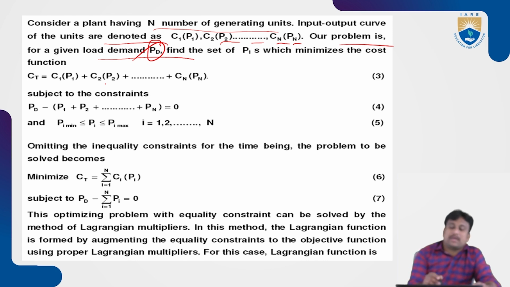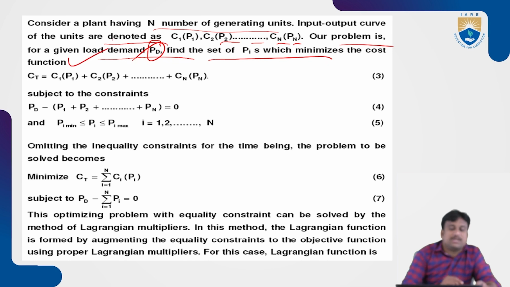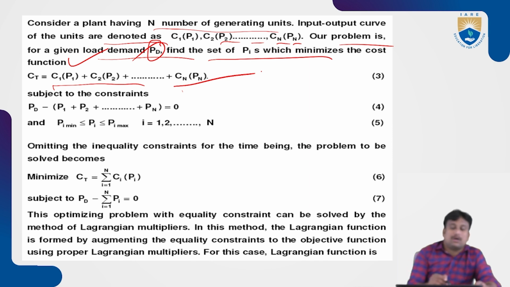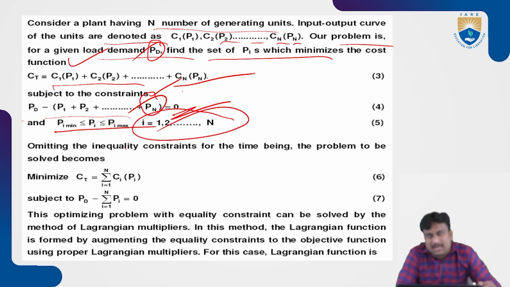we need to calculate the set of Pi which minimizes the cost function CT, that is C1 of P1 plus C2 of P2 and so on up to Cn of Pn, subjected to the constraints: the load demand PD minus the total load P1 plus P2 up to n equals 0, and Pi minimum is less than or equal to Pi, which is less than or equal to Pi maximum, for i equals 1, 2, up to n.